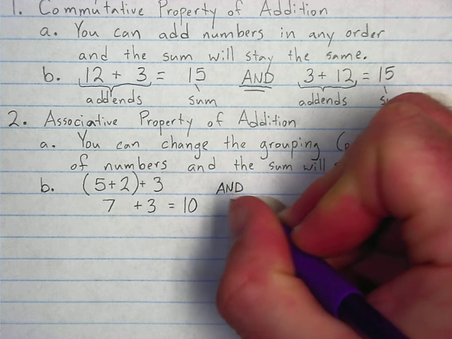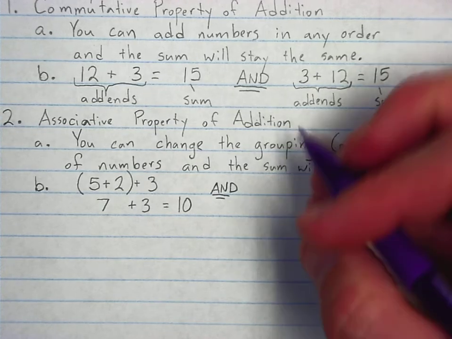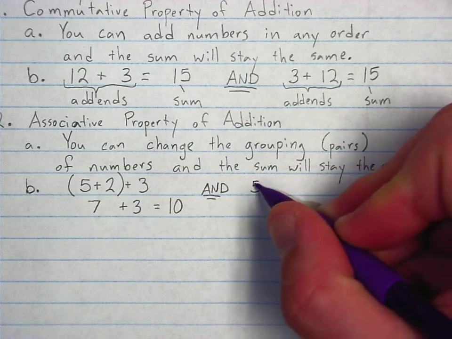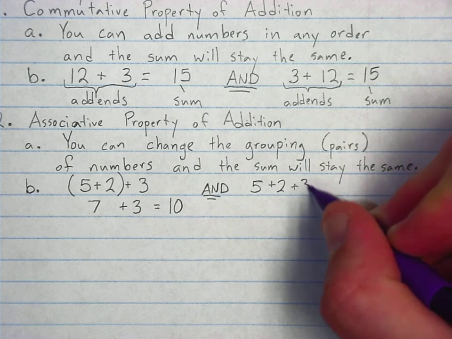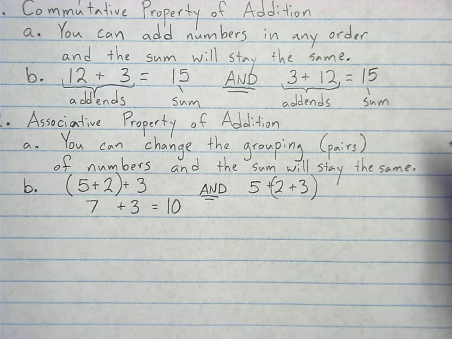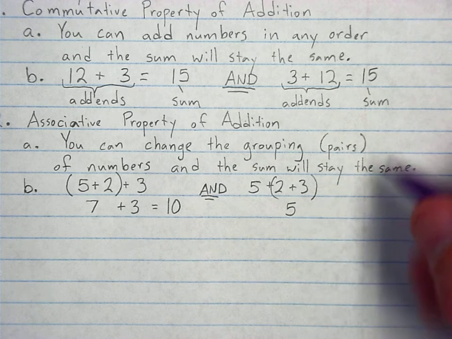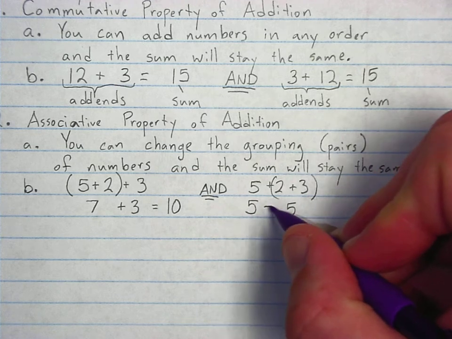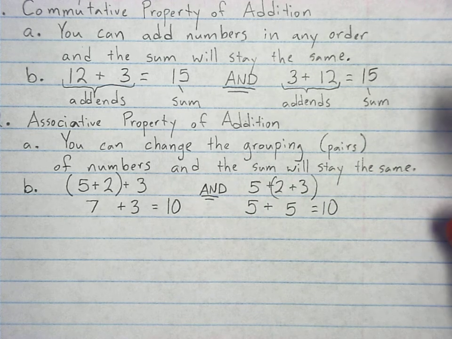However, as mentioned previously, I have other options. I'll keep the numbers in the exact same order. 5, 2, 3. But this time, let's group these together. 2 plus 3 is 5. 5 plus 5 is 10. Okay, so not a big surprise there.